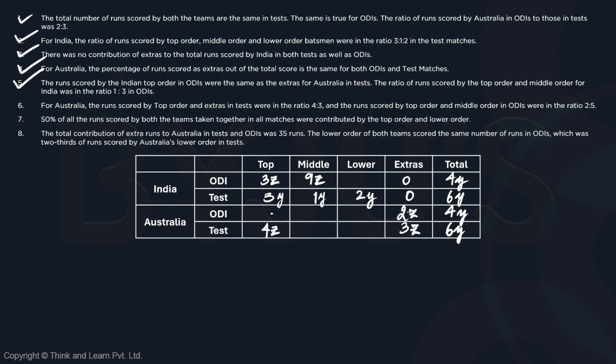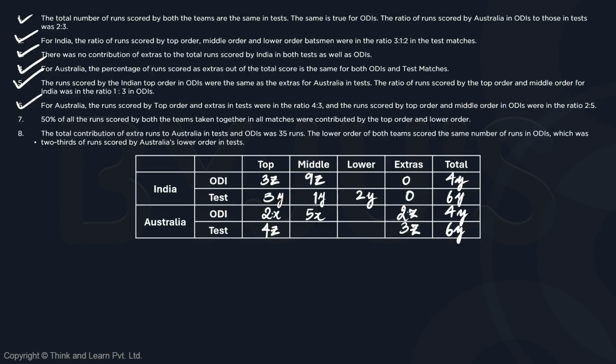For Australia. So let's take this as 2x and 5x. Okay, we are done with this. 50% of all the runs scored by both the teams taken together in all matches were contributed by the top order and lower order. Right now, we don't know what the lower order is, so let's leave it as such.